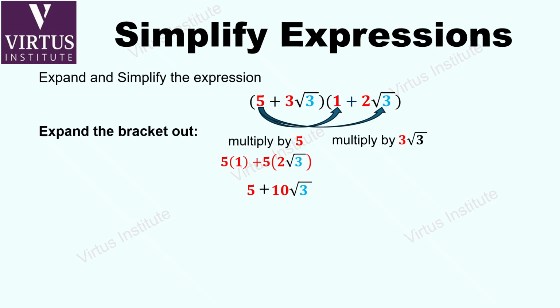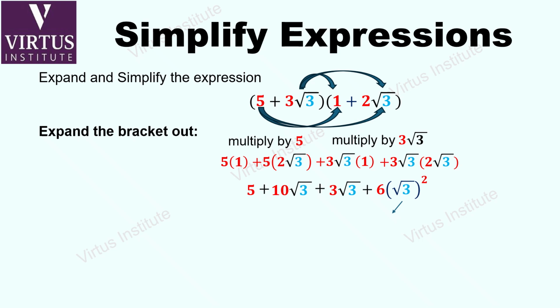Next, multiply 3 square root 3 by both terms in the second bracket. 3 square root 3 multiplied by 1 becomes plus 3 square root 3, and 3 square root 3 multiplied by positive 2 square root 3 becomes 6 multiplied by the square root of 3 all squared, which simplifies to 18.